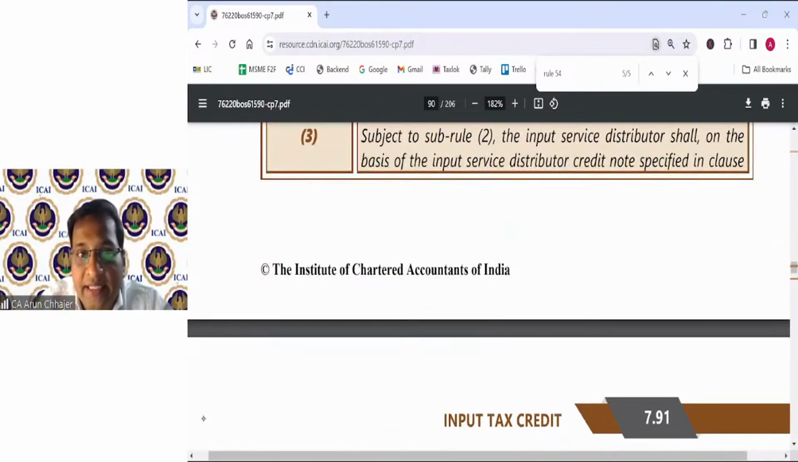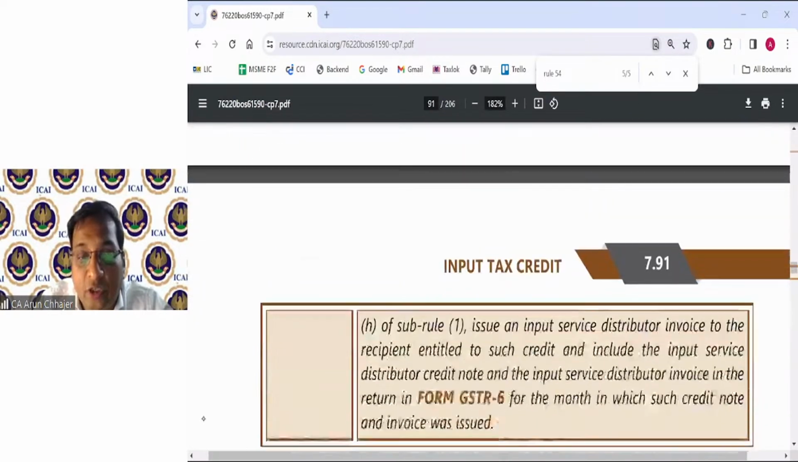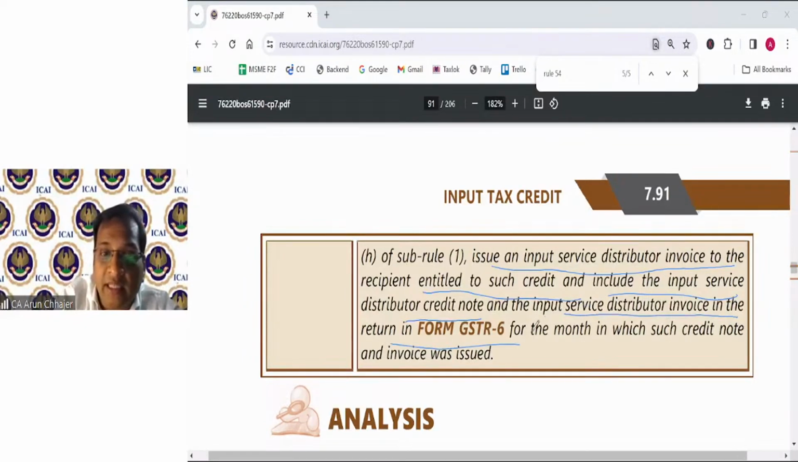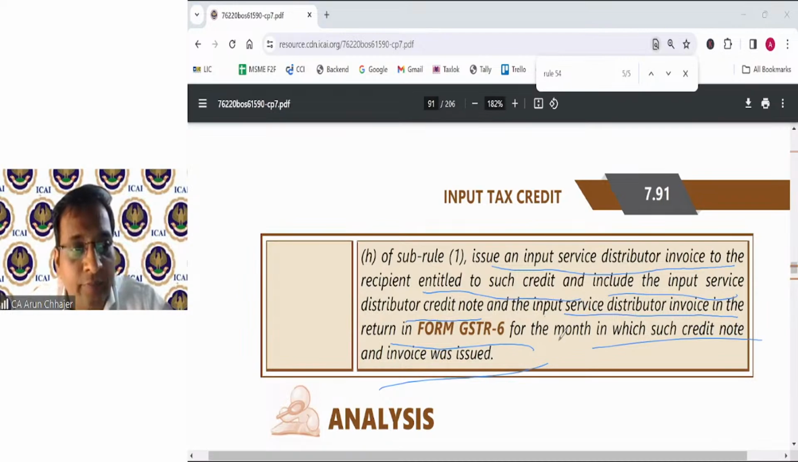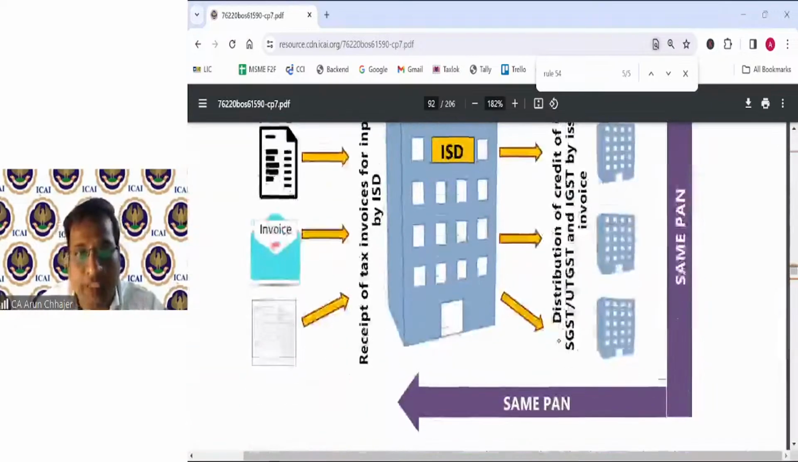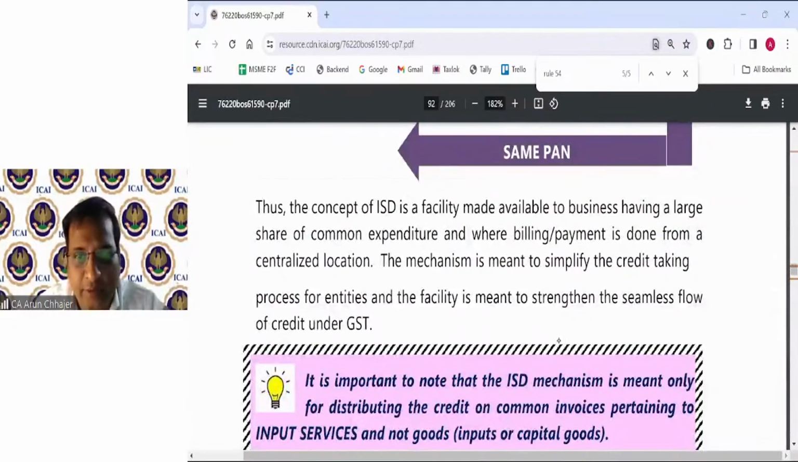Subject to sub-rule 2, the ISD shall, on the basis of the ISD credit note specified in clause H, issue an ISD invoice to the recipient entitled to such credit, and include the input service distributor credit note and the ISD invoice in the GSTR 6 for the month in which such credit note and invoice were issued. So this is the process of ISD. Simple, I think. I hope there is no confusion. You can read this detailed analysis, on which we have also spent a good amount of time.